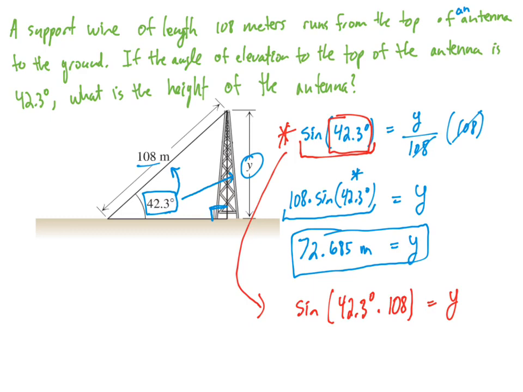So when we multiply by 108, we want to be multiplying by this entire expression, not inside the input of the function. 108 does not become the input of the function in any way. So we do not want to do this. So be careful to not do something like that.